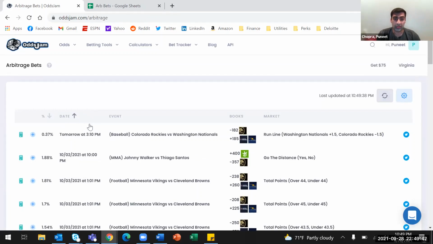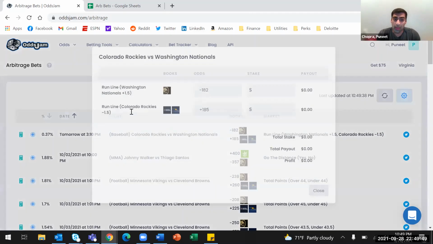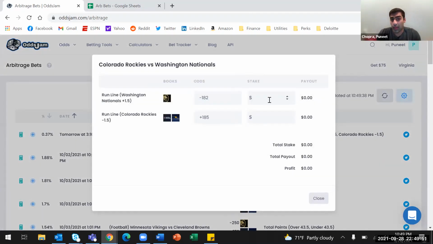So if I want something just quick for tonight or for tomorrow during the day, I know I'm not going to be able to get to it. See, I know it is small, but hey, money is money. So say on this one, the run line for the Colorado Rockies and Washington Nationals, you have at BetMGM minus 182, you have the run line at Barstool or at BetRivers plus 185.